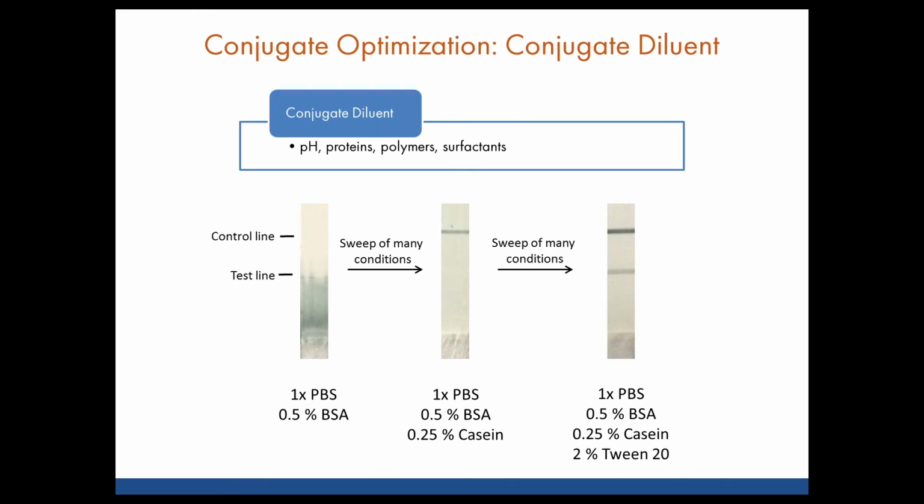pad. It often contains a buffer, proteins, polymers, surfactants, and sugars to help stabilize the conjugate upon drying, to aid in long-term stability, and to allow for good resuspension and release of the conjugate when the sample is applied. On this slide, we show 3 positive test strips and expect to see a strong signal at the test line for each strip. Each was run with antigen spiked into freshly collected human saliva.